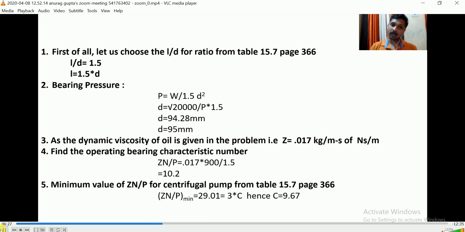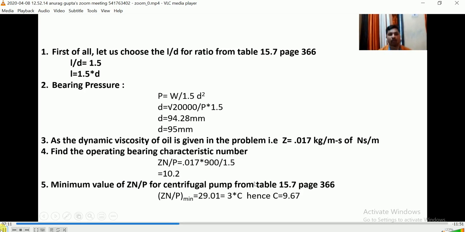We need the RPM of the shaft, and we need the bearing pressure. So we have all these three things. We have the RPM of the journal, it is given in the question, that is 900 RPM. We have dynamic viscosity, also given in the data, that is 0.017 kg per meter per second, or Newton second per meter squared. Now we are able to find the operating characteristic number of the bearing, which comes out 10.2 by putting in all the values of the variables.